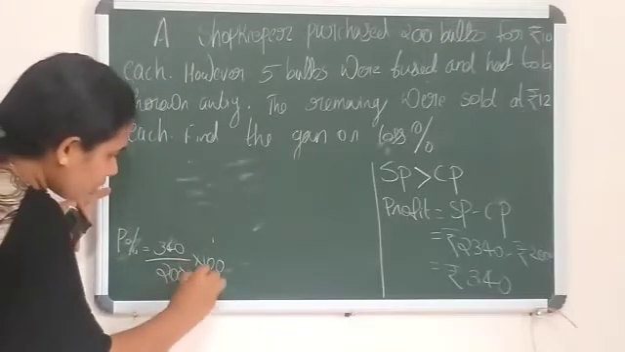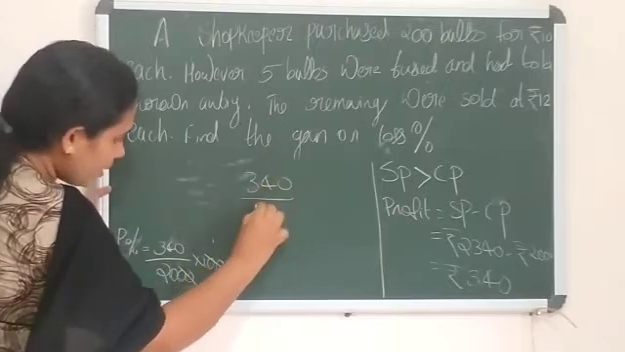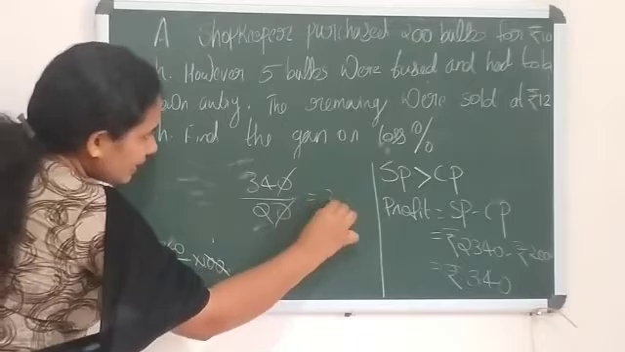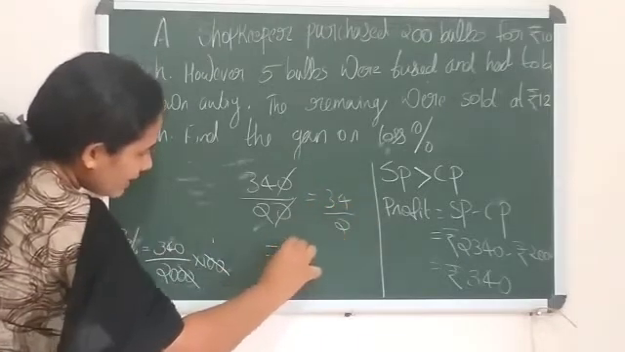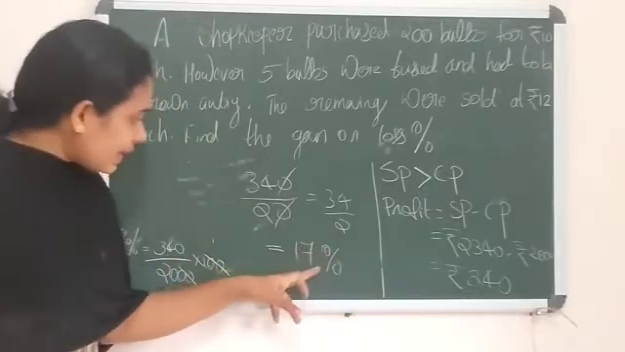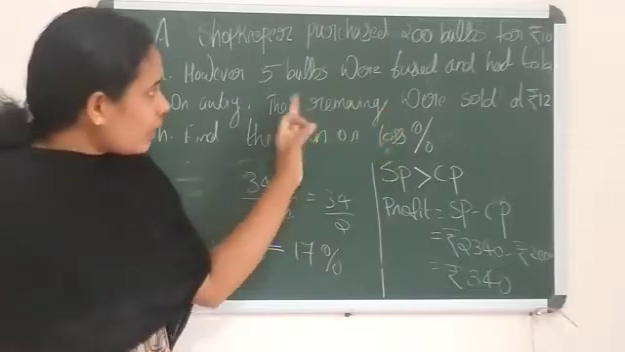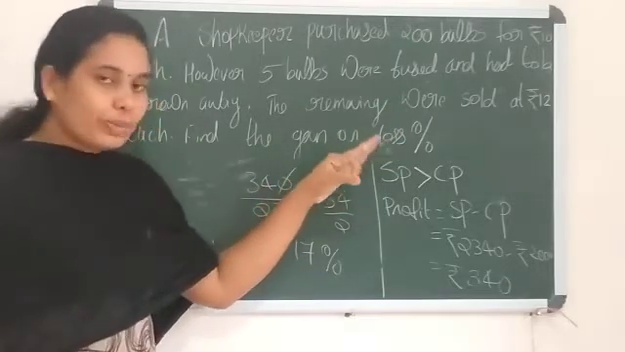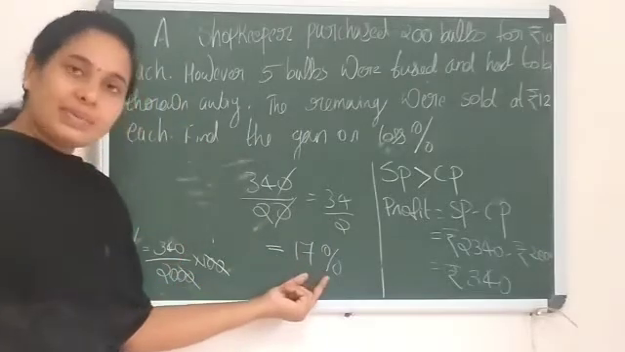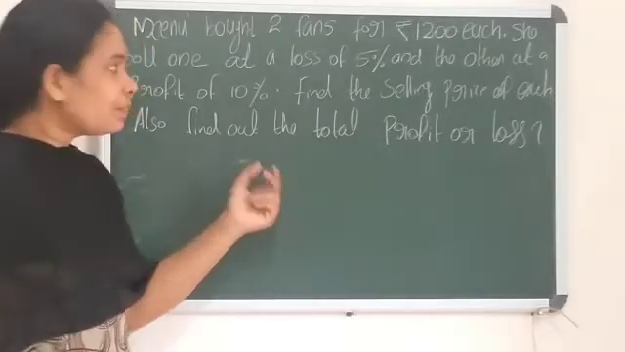Here you can cancel 2 zeros. The remaining is 340 by 20. Again you can cancel one more 0. That is 34 by 2, that is 17. Okay, 17% is the profit percentage here. After selling these 195 bulbs at rupees 12 each, the shopkeeper got 17% profit. Clear?